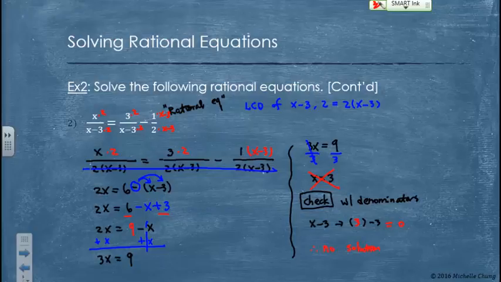So as you can see, sometimes when you are solving rational equations, even though you can find the value of x, some of them or sometimes all of them won't work because they will make your denominator 0. So the checking part is really important when you are solving rational equations.